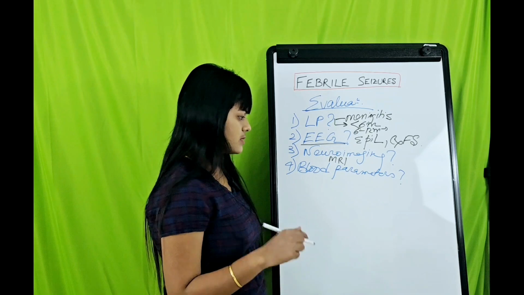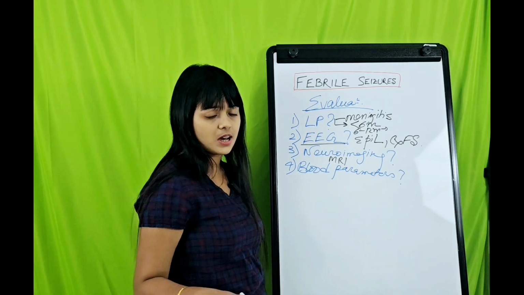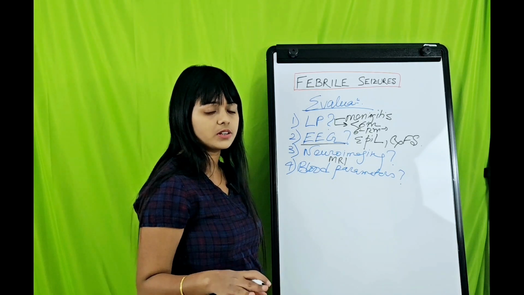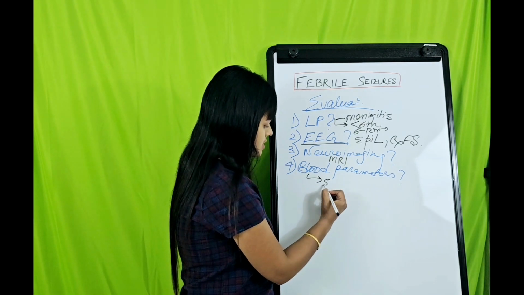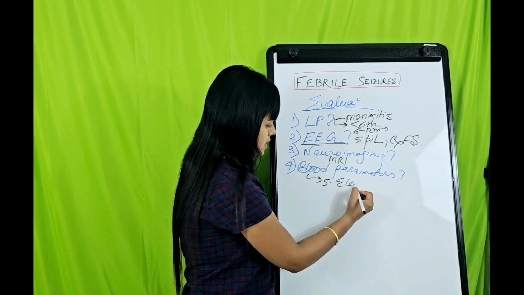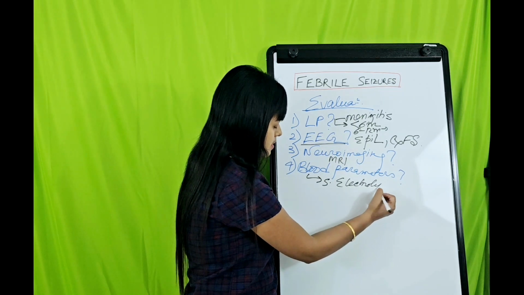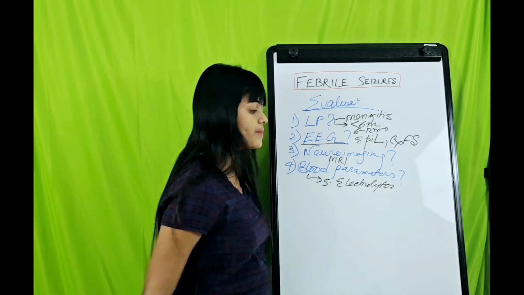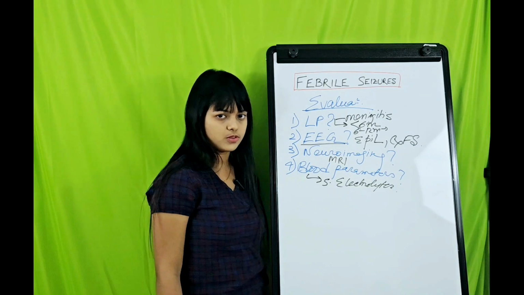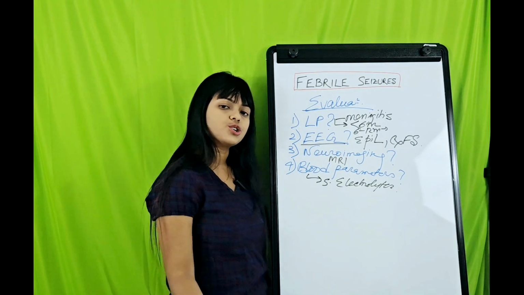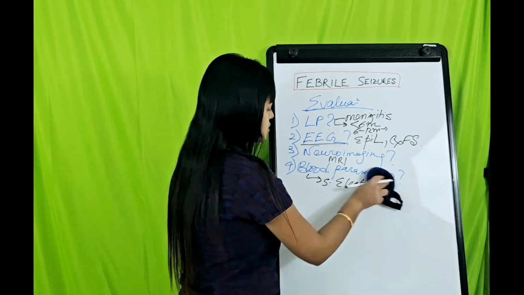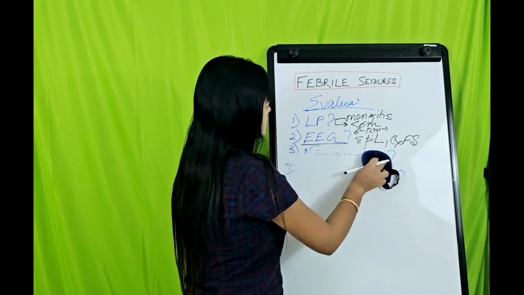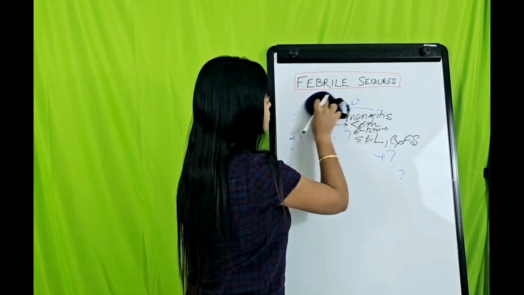Next up, blood parameters. Again, need not be done in a clear-cut case of simple febrile seizures. But if you are doing, you should definitely send serum electrolytes, namely sodium, potassium, calcium, magnesium, phosphorus. And you should definitely order one blood glucose. Done. So this ends your evaluation.